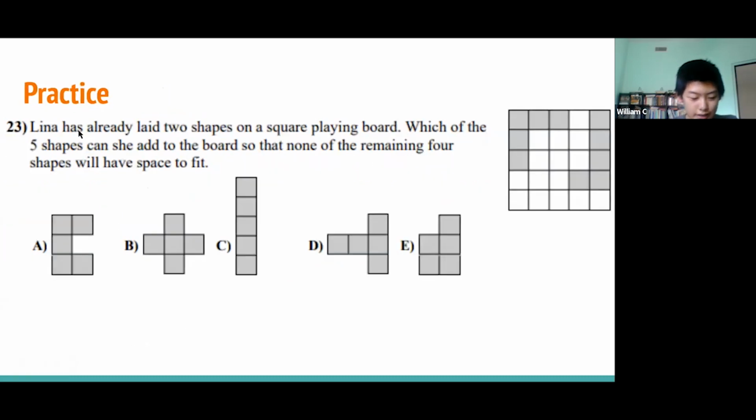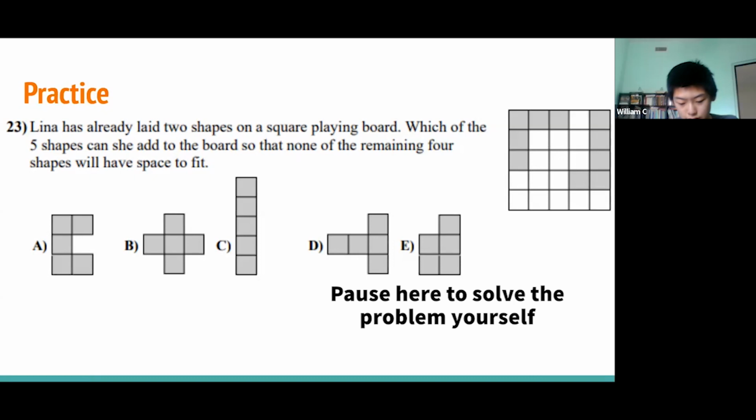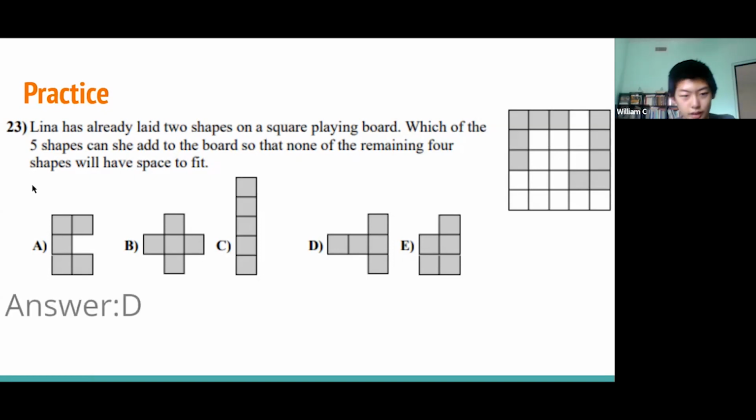Let's move on. Practice. Lena has already laid 2 shapes on a square playing board. Which of the 5 shapes can she add to the board so none of the remaining shapes have space to fit? So if you have an answer, please type in chat. I'll give you a few minutes to think about this. The correct answer is actually D.